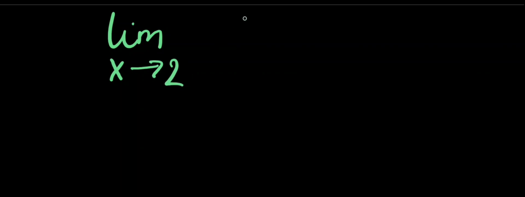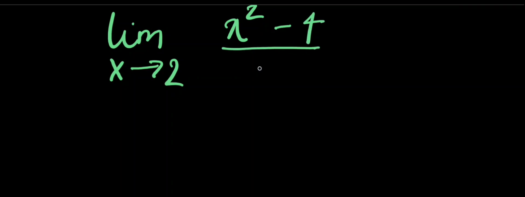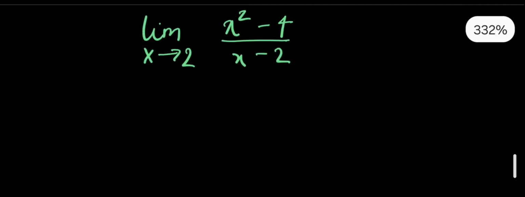Alright, I'll give another example. Suppose we have the limit as x approaches 2 of x squared minus 4 over x minus 2, which is the same example as here. I'll just quickly rewrite this so you can understand it in one page.